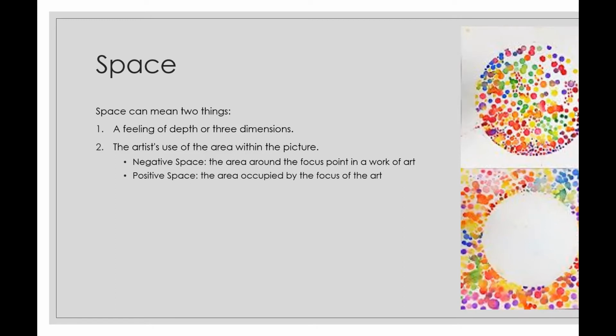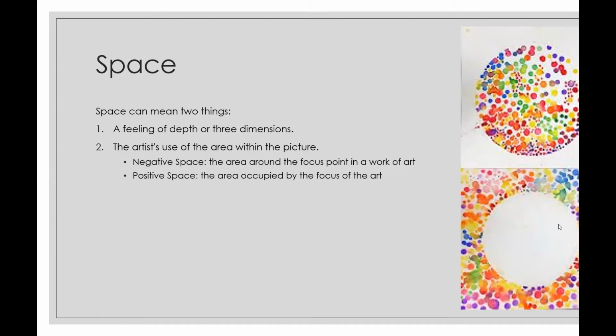This is called positive space. Positive space is where you look first in the artwork. So for the top one, it's the circle with all of the dots on the inside. The outside area is called negative space because it's not as immediate to you. You don't notice it as quickly.